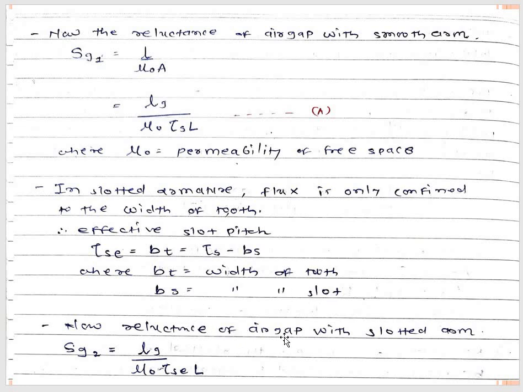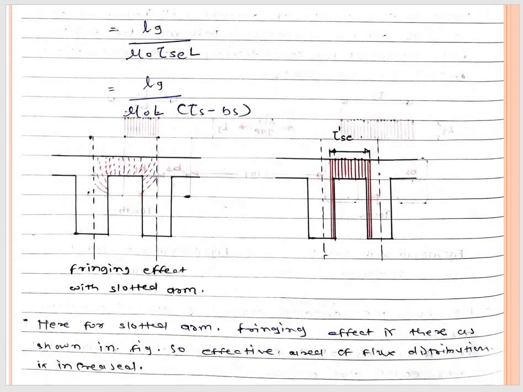Where Bt is the width of tooth and Bs is the width of slot. Now the reluctance of the air gap with slotted armature is given by Sg2. Again the same equation, Lg by mu 0 tau se, where tau se is the effective slot pitch for the slotted armature, multiplied by length L. So L divided by mu 0 A, where A is given by tau se into L.